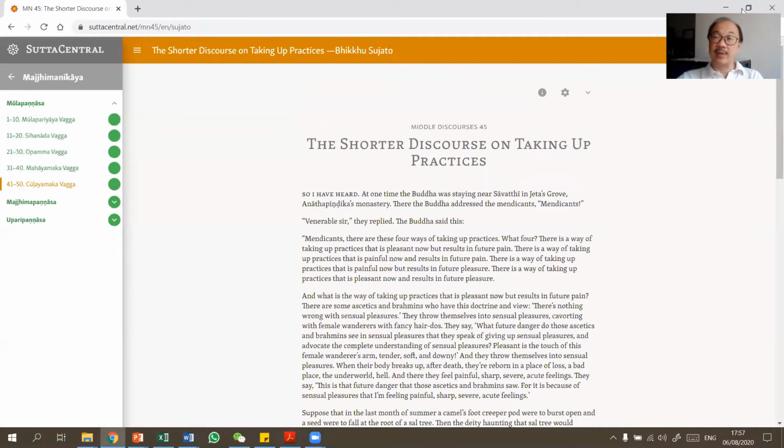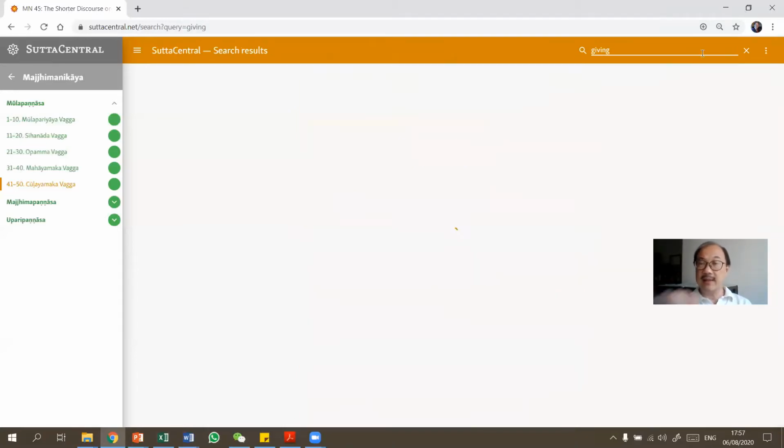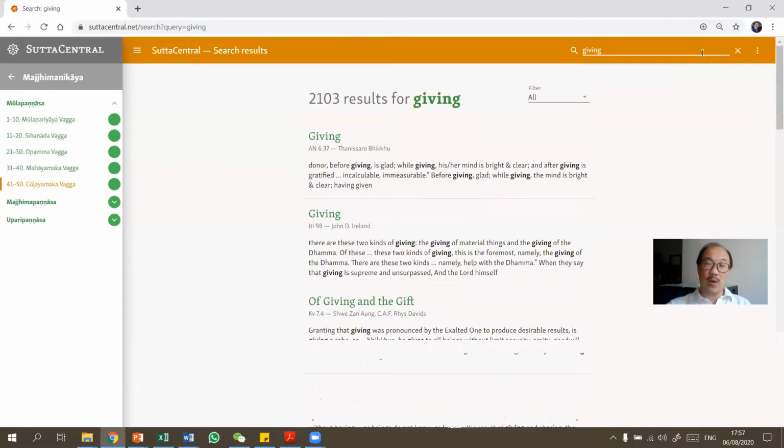And you can even go into search. There's a search engine in between here. Say, for example, if I'd like to know which of my suttas talk about dana or giving, I just type in giving over here, and I enter. Wow, it will give me 2,103 results of giving in the whole website over here.